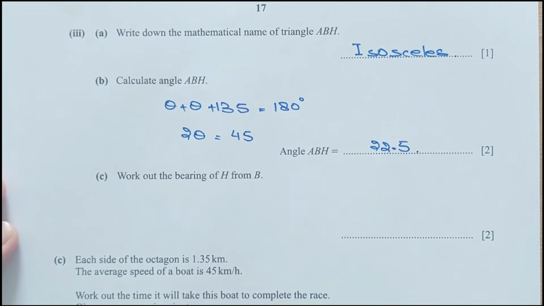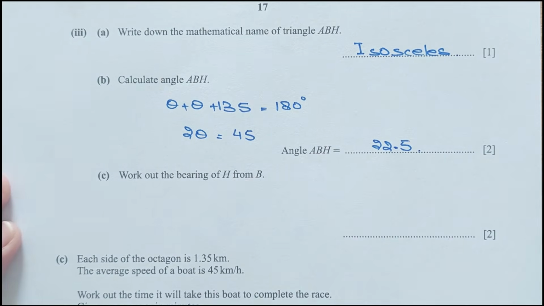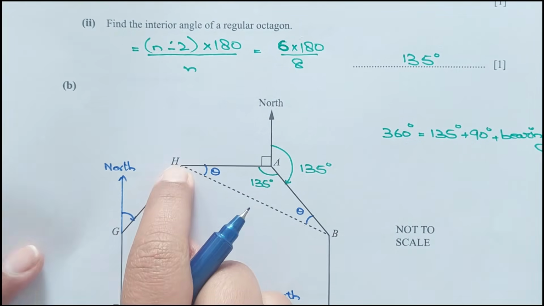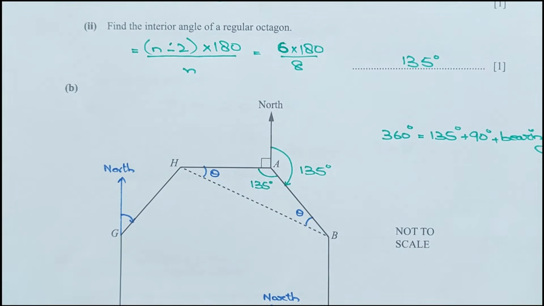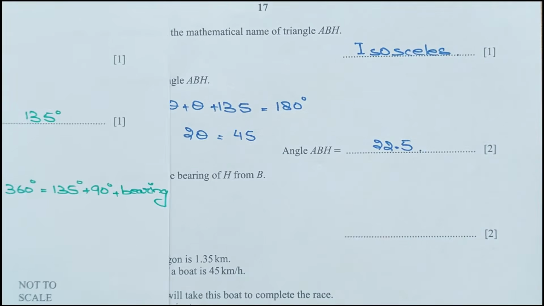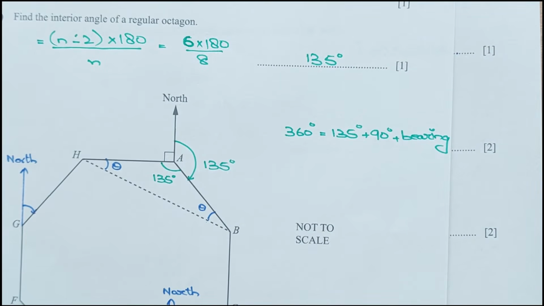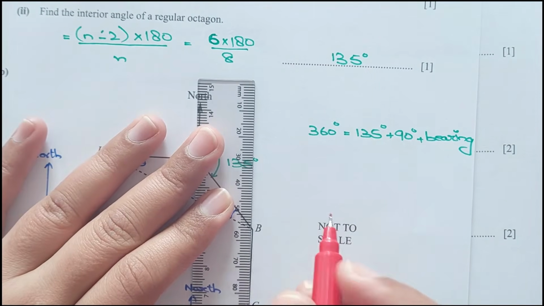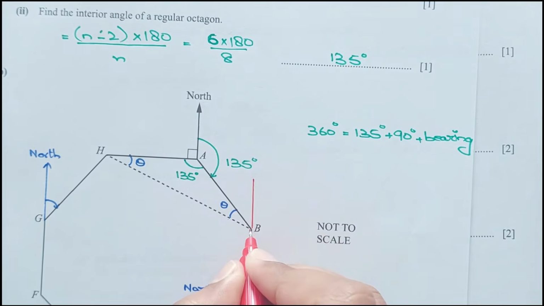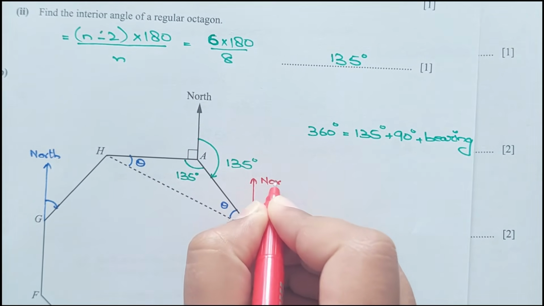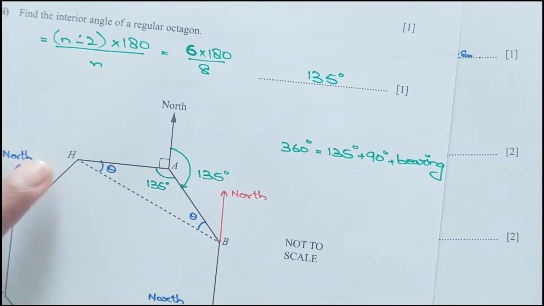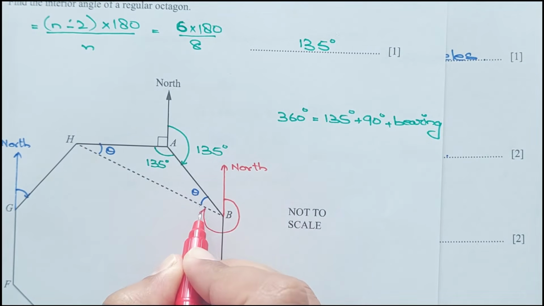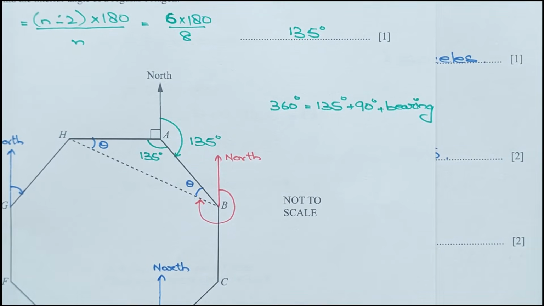Right, now for part C, work out the bearing of H from B. So we have H over here, and we need to find the bearing of H from B. So we have to draw the north line at B, because the bearing is from B. Let me draw the north line at point B. This is the north line at point B. So we have to find the bearing of H from point B, which means this angle we have to measure. Okay, so what is that angle?